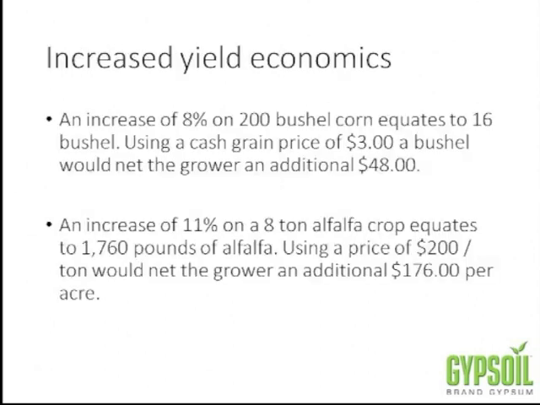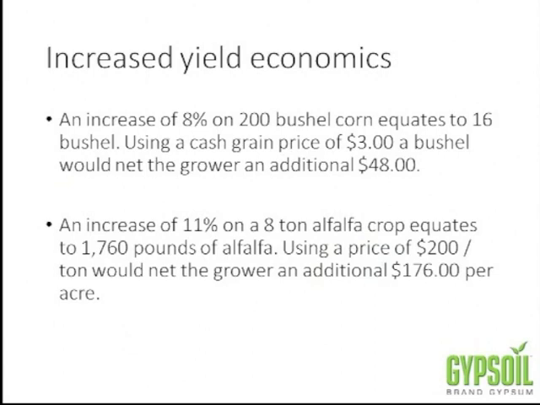And I put the numbers to that here a little bit. If we had an increase of 8% on a 200 bushel corn crop, that's 16 bushels. And if we use a cash grain price of $3 a bushel, it'd net a grower an additional $48. And if we had an 11% return on an 8-ton alfalfa crop, and we use a price of $200 a ton, that gives a grower an additional $176 an acre.